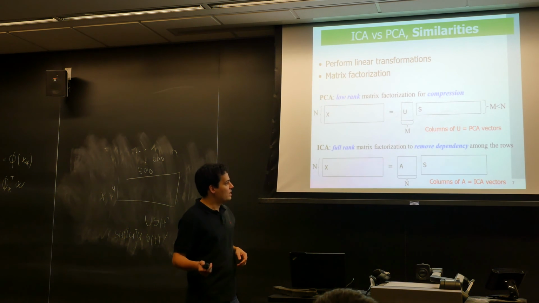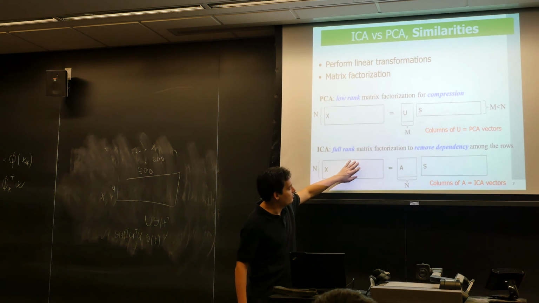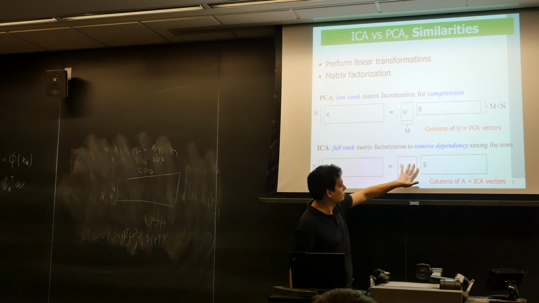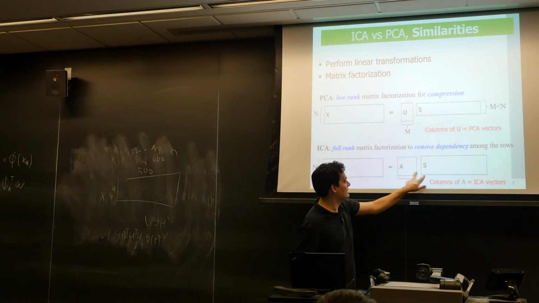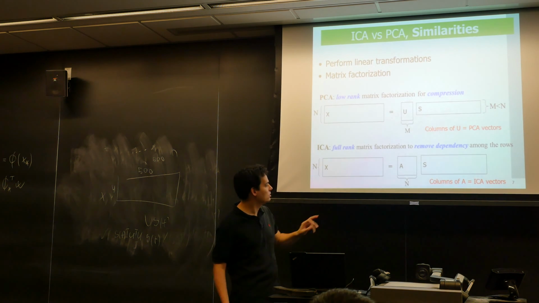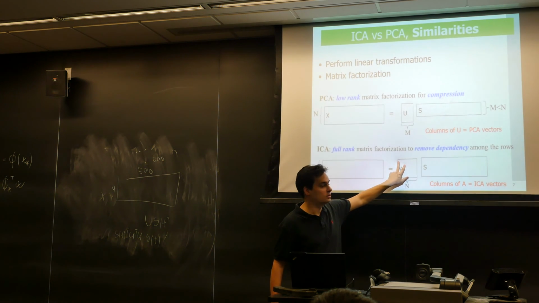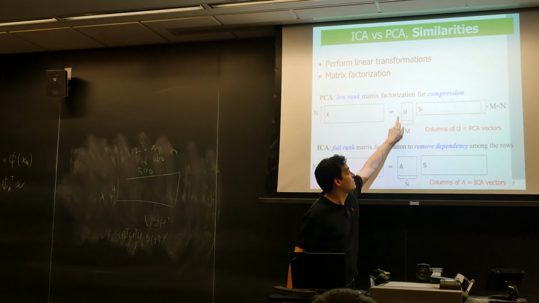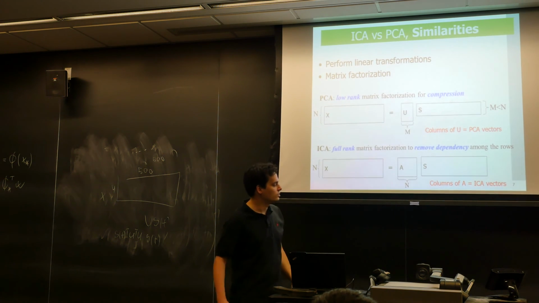In the ICA problem we are going to consider now, again, we have an input matrix, and we want to decompose this input matrix as a product of two matrices, just like with PCA, A times S. But here we don't want to do dimensional reduction. We assume that A is an n by n matrix and invertible. In PCA, it was an n by m matrix, and they were just the principal components.